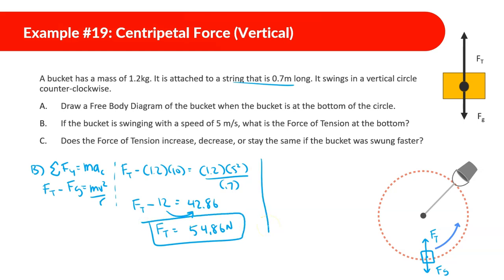Alright, part C. Does the force of tension increase, decrease, or stay the same if the bucket was swung faster? By now we should know that the faster that this is spinning, that means there's going to be more and more tension holding it together, making sure it doesn't fly out of there. So it is going to be increasing.